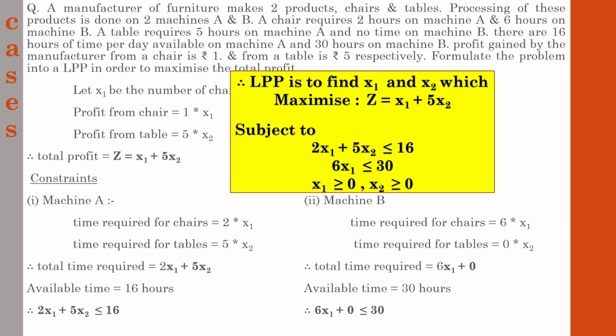So whenever you come across a question, identify the details given in the question, find out x1 and x2, the associated values with regard to that. If it is related to profit, identify those numbers. If it is related to cost, again identify those numbers and write down the objective function. After that, identify the constraints.